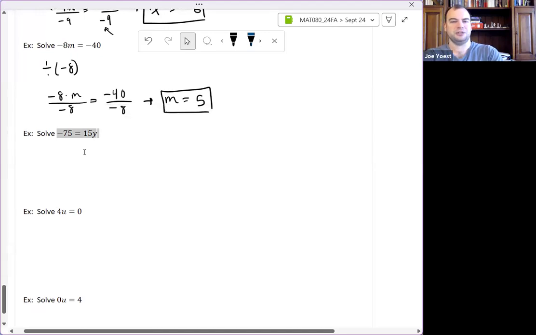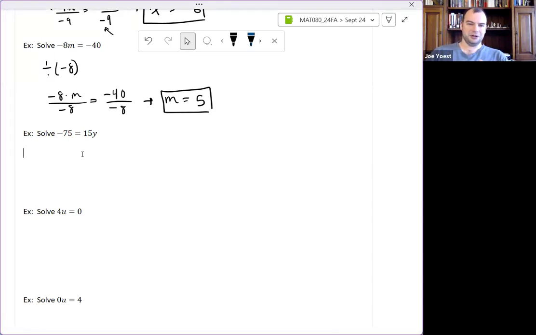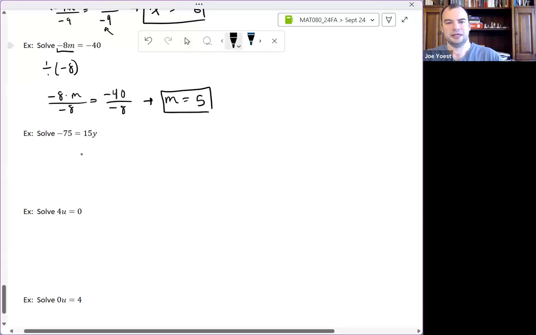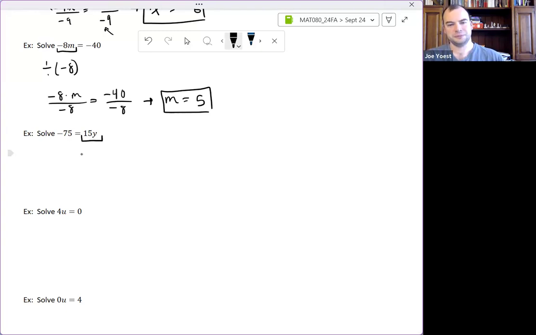What if I have something like this? -75 equals 15 times y. If I was following my nose a little too closely, I might try to divide by -75. But remember, what was the idea? The idea is get the variable by itself. So I want to divide by the number that's multiplying the variable. In this case, I want to divide by 15. Doesn't matter which one's on the left or the right. It's which one's attached to the variable that matters.